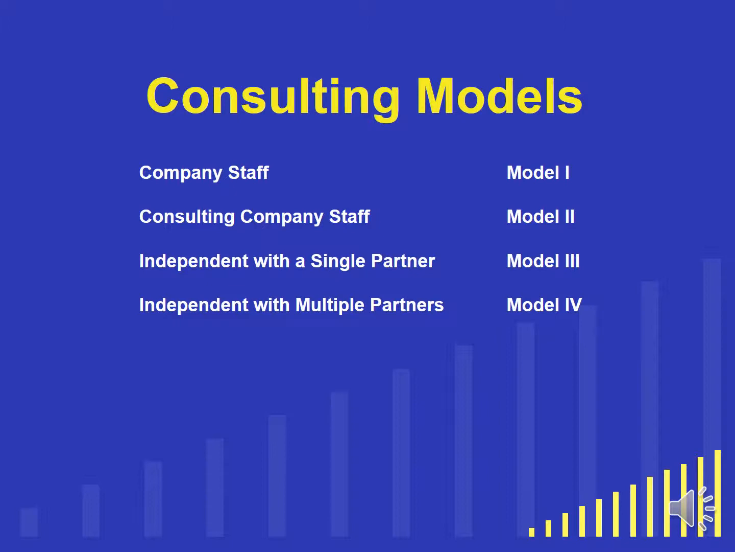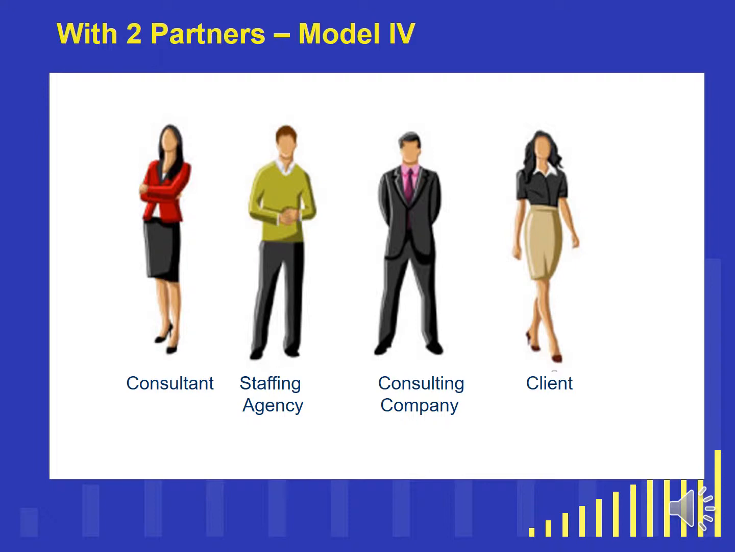Independent with multiple partners is model number 4. In this case, it looks a lot like model 3, except rather than having one go-between, you have 2 go-betweens. The consulting company has a relationship with their client. And as the consulting company is building up to staff projects, they may not have enough internal consultants to do that, and rather than search for those consultants themselves, they work through staffing agencies to find those consultants that can meet the requirement.